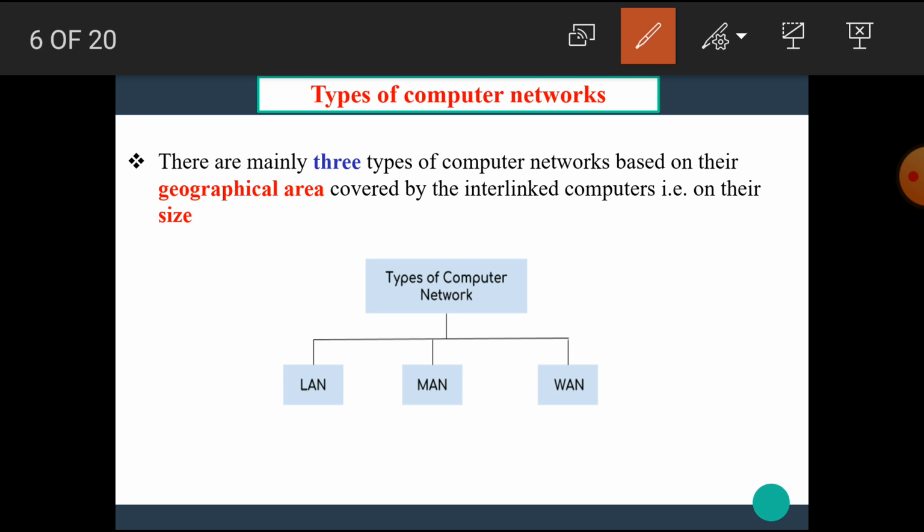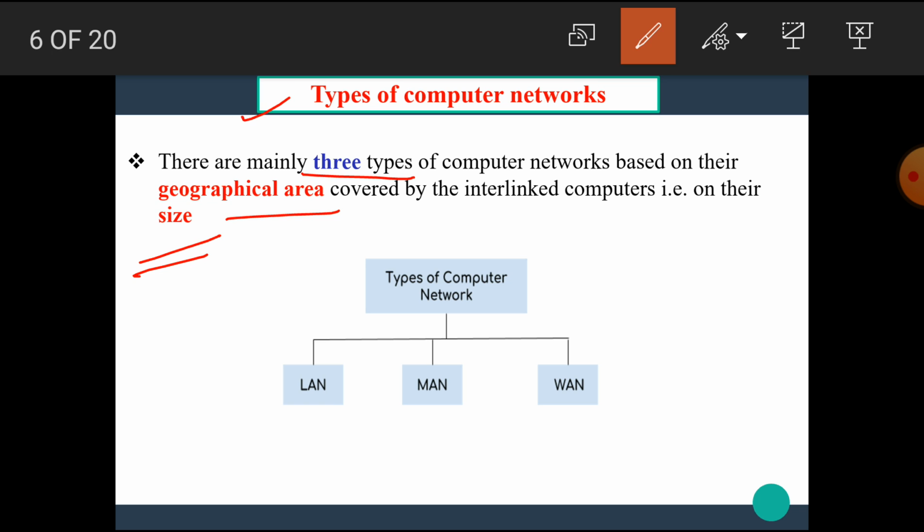Now, let's see the types of computer network. There are mainly three types of computer network based on the geographical area covered by the interlinked computers. That means the types of networks are mainly distinguished depending upon their size.